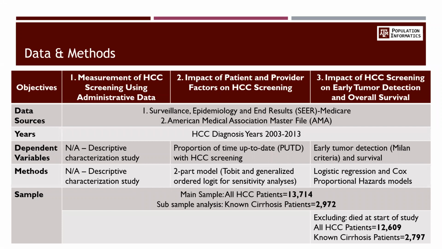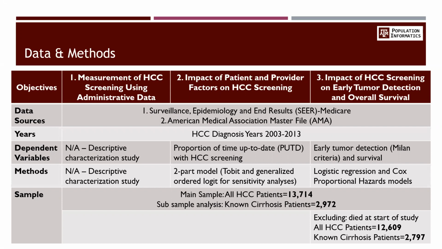The proportion of time up to date HCC screening is a measure that we developed in aim 1, right? So we're going to develop it in aim 1. We're going to use that to model in aim 2 to study factors of patients and providers that impact screening. And then we will again use that model to look at survival rates and early tumor detection.